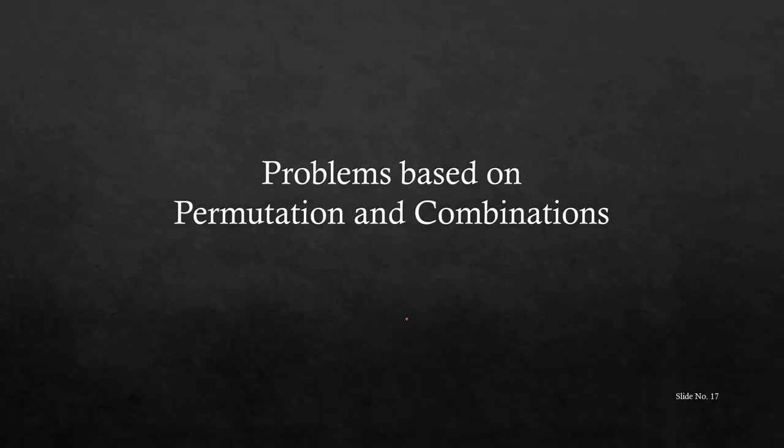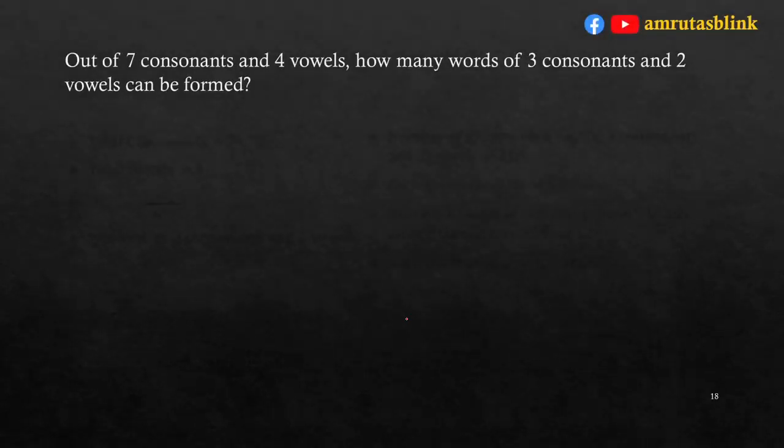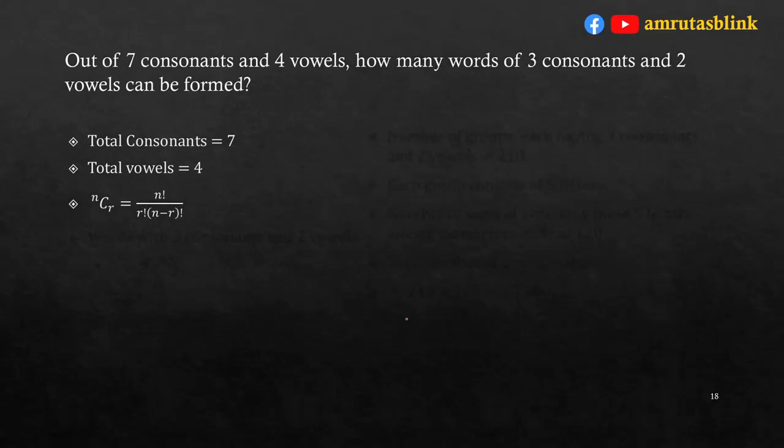Now we'll see few problems based on combination of permutation and combination. Out of 7 consonants and 4 vowels, how many words of 3 consonants and 2 vowels can be formed? Now, we will write down given information first. Out of 7 consonants. So, how many consonants are there? 7 consonants. And how many vowels are there? 4. So, we have 7 consonants and 4 vowels with us initially.